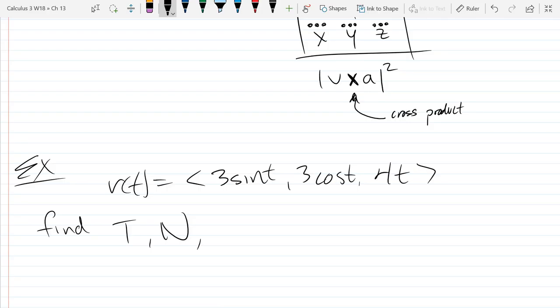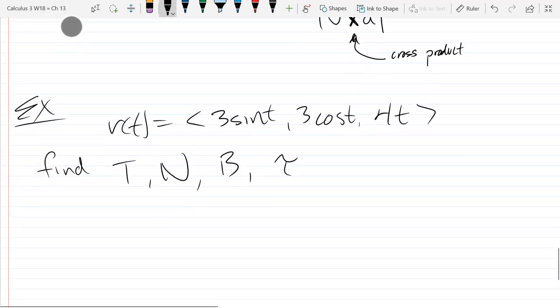We are going to find the order I have written in the notes is this order. I think we want to find, you always find T first, and you can get N.